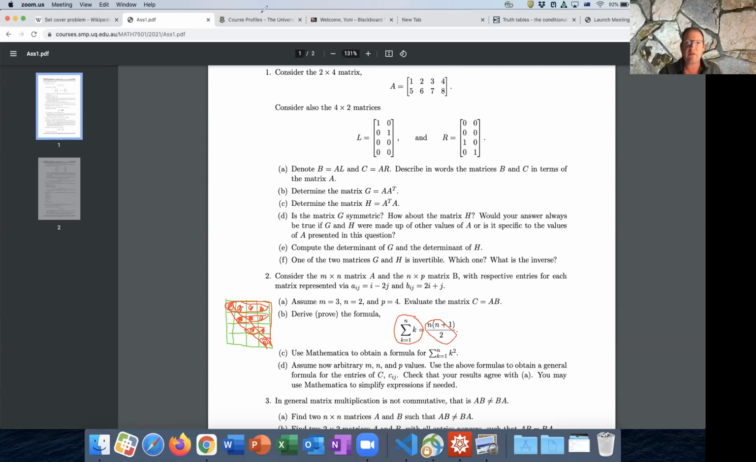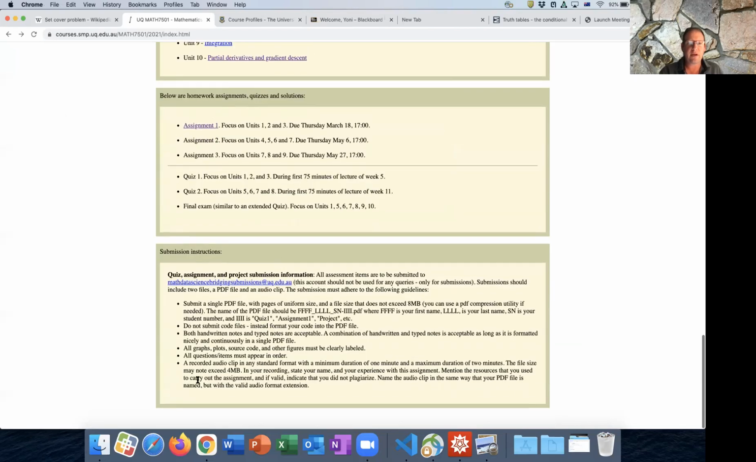But both. So please format according to... let me clear this drawing and get out of this. Thanks for asking. So you've got your instructions here. Submit a single PDF. Do not submit the code files, but instead format your code into a PDF file. Now, when we're saying the code, it's the code and the output.